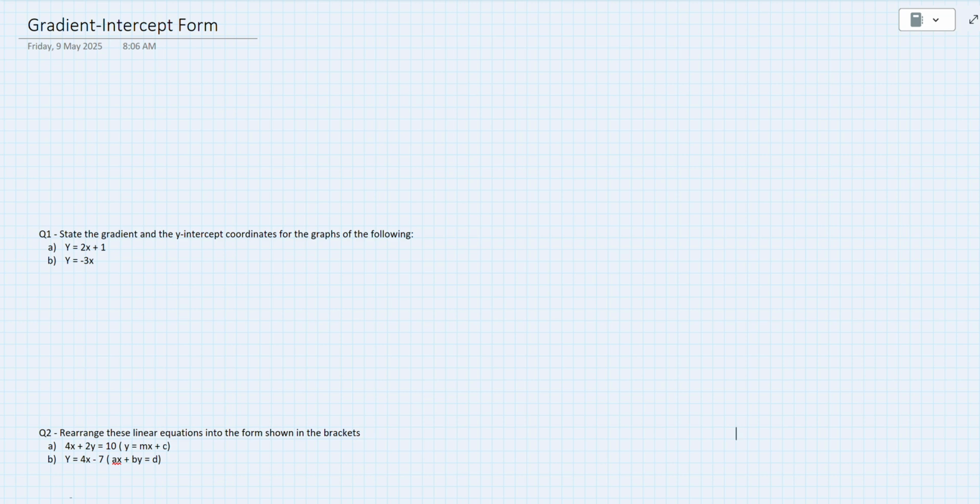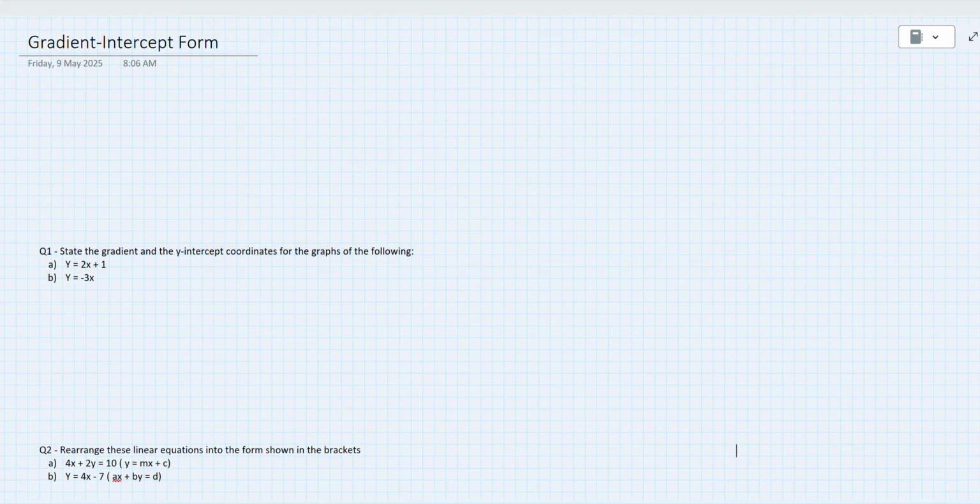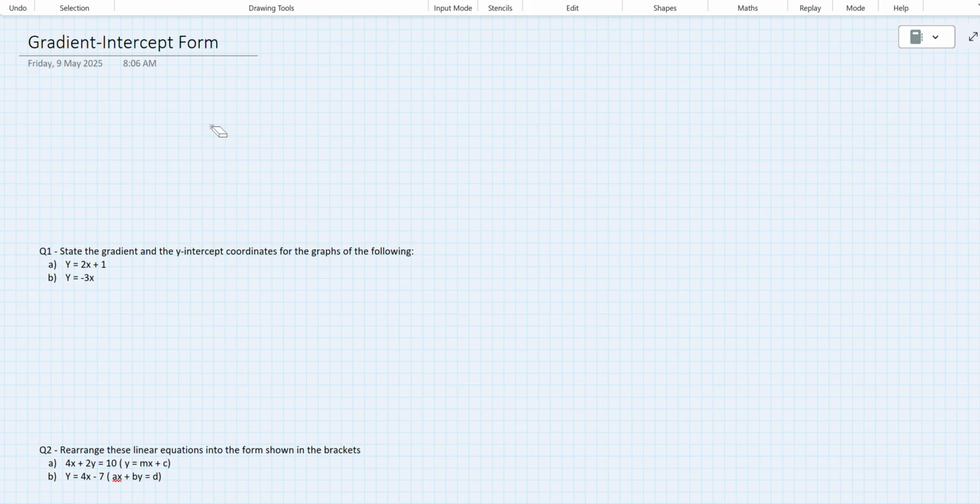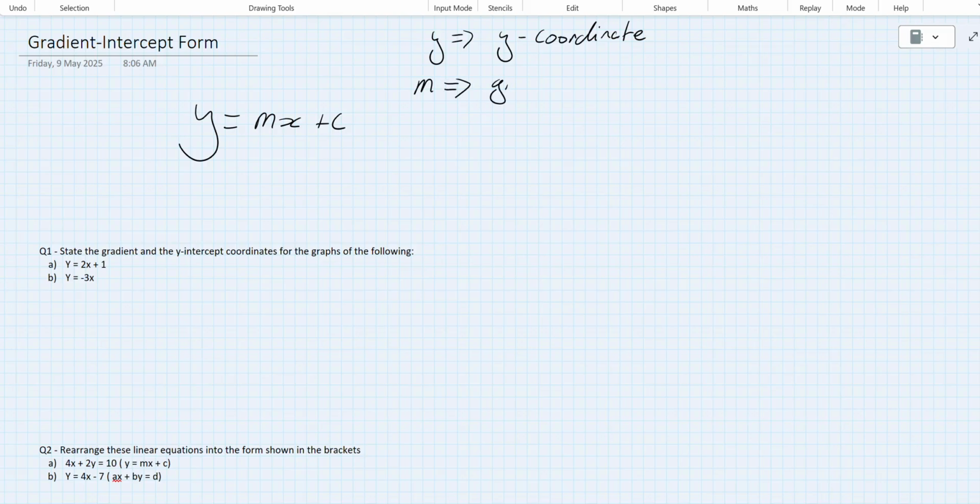In this video, we're looking at the gradient intercept form, which relates to linear equations, linear relations. The gradient intercept form comes in the form of y equals mx plus c, where y represents the y coordinate, m represents the gradient of the line, which is the slope or steepness of the line.